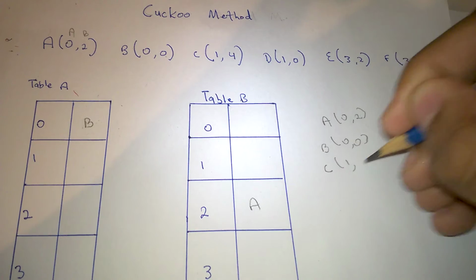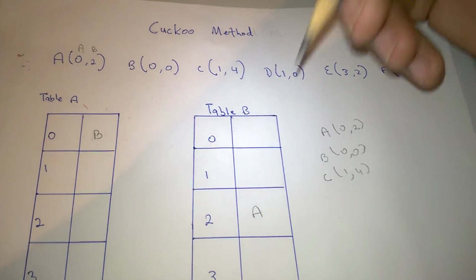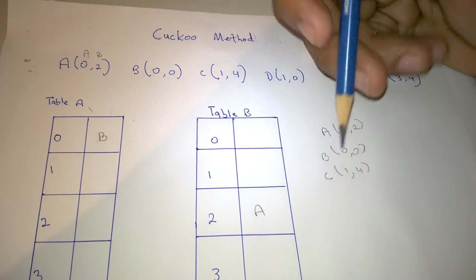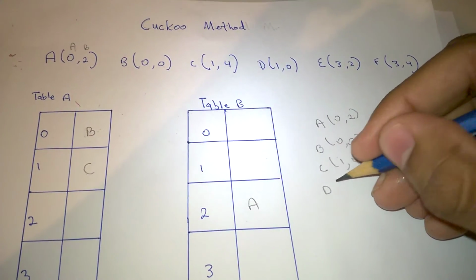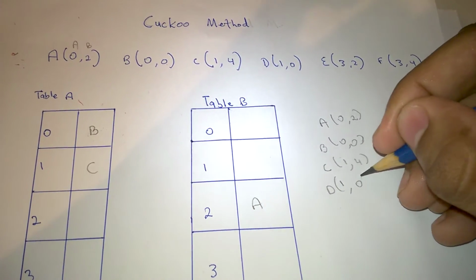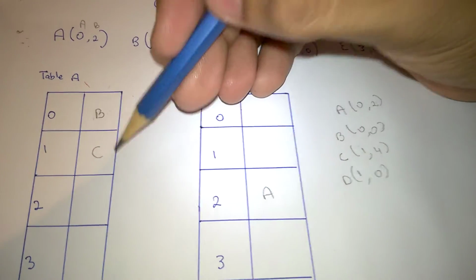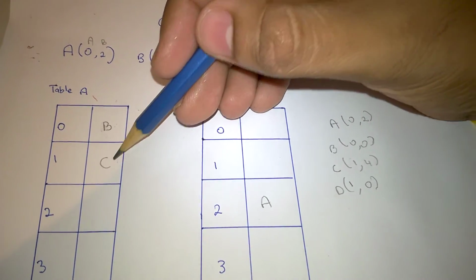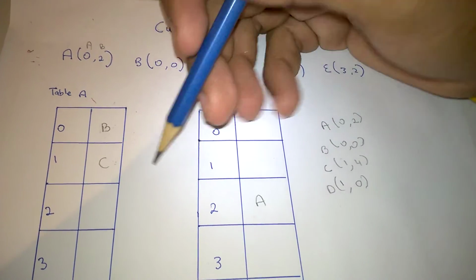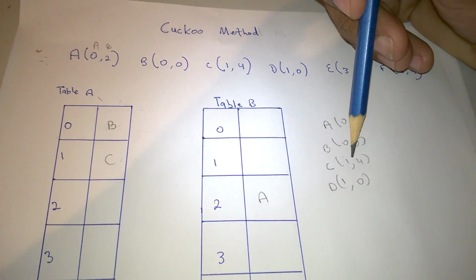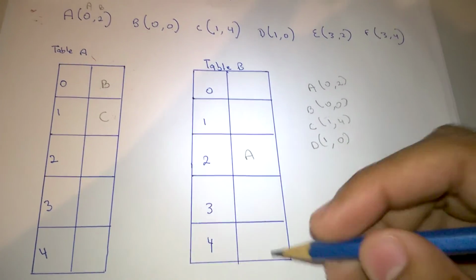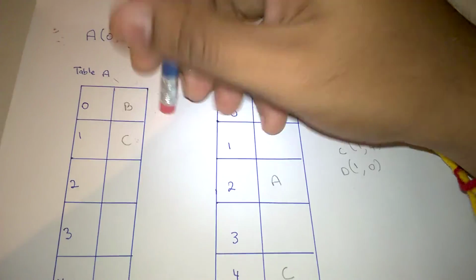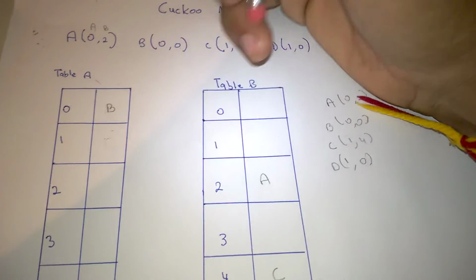C could have position 1 and position 4. Right, so we go to position 1 in table A and see if there's anything. There is nothing, so we insert C. Right, C is inserted, so we go on to D. D has 1 and 0. Now D has to go in position 1 in table A. So we come here, we check, and we see that there is something. So in this case, we have to move C to somewhere else and insert D. So we go back to C and see where the next position is that it could be inserted into. C could go into position 4 in table B. So we go down here, we see it's empty, so we insert C. We go up here, we remove it, and we insert D now.